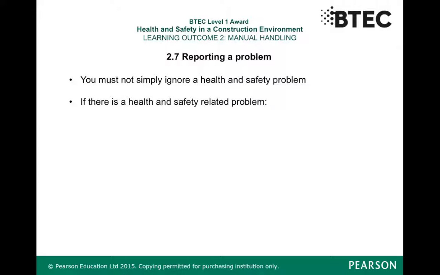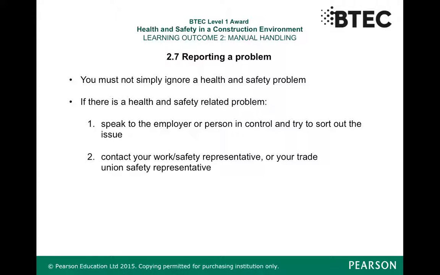If there is a health and safety related problem, you need to speak to the employer or the person in control and try to sort out the issue. Contact your work or safety representative. Sometimes it's the foreman or the construction site manager. Where it's more serious, contact your trade union or safety representative. A more serious problem would be reported to the Health and Safety Executive, or the HSE.